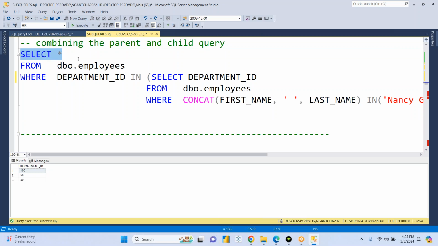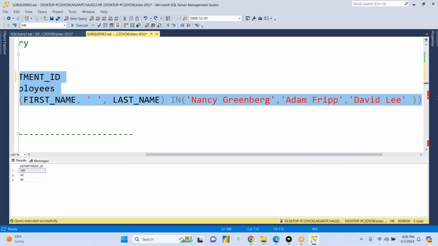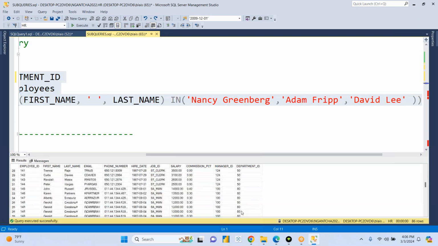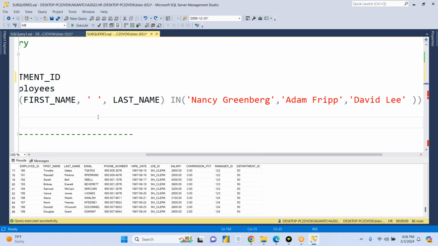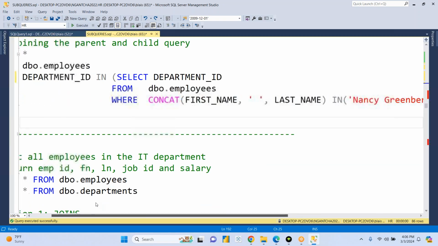This is a list of employees who are in the same department as those 3 employees. Now this is the full picture of that query. See, the 3 departments were 100, 50, and 80. And those are the 3 possible values right there. So this is what we call a multi-value subquery.